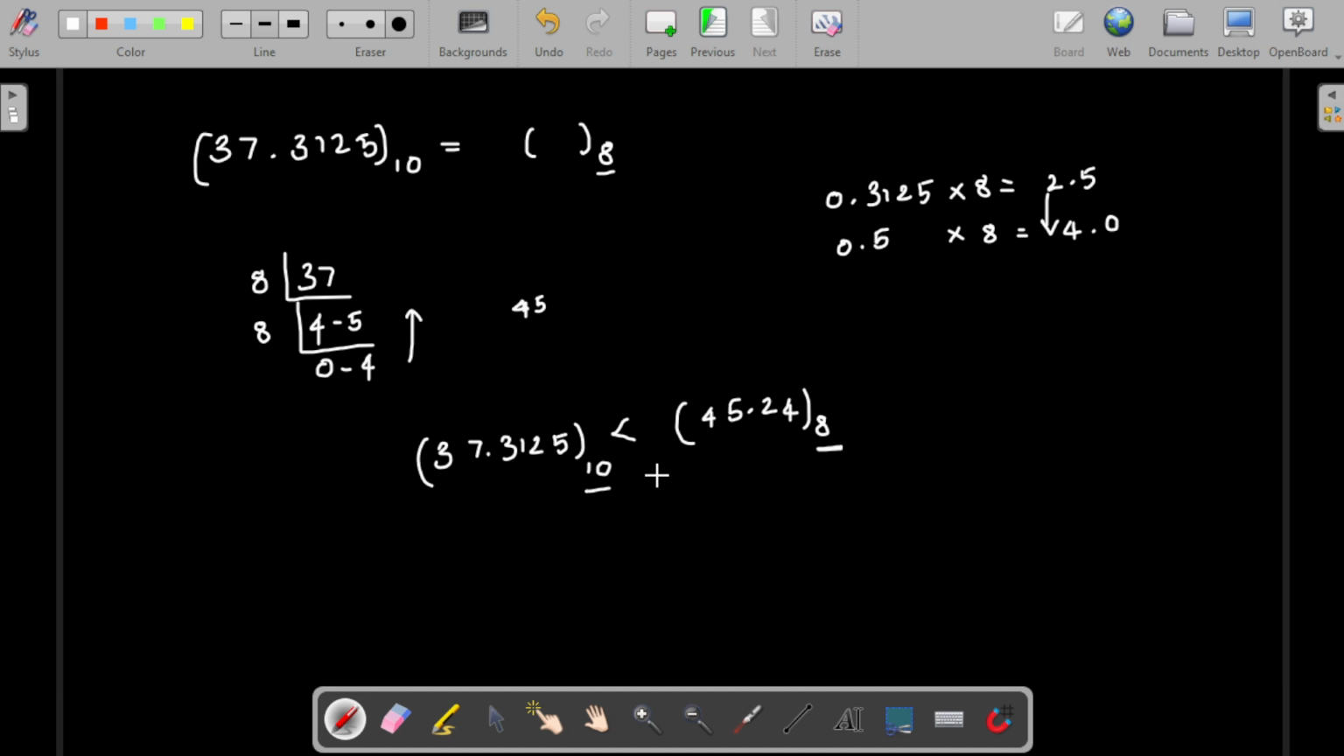Whenever the current base is less than the required base, we get a number that is lower. Here the current base is 10, but the required base is 8, so the required base is lower than the current base. Ultimately the value here will be higher than there. That is one comparison.